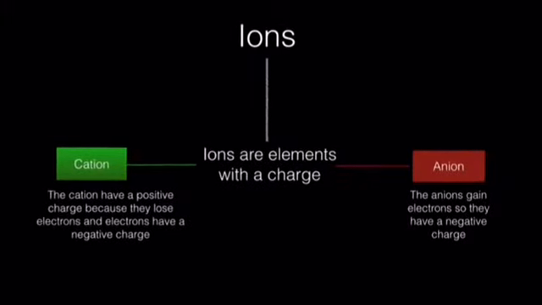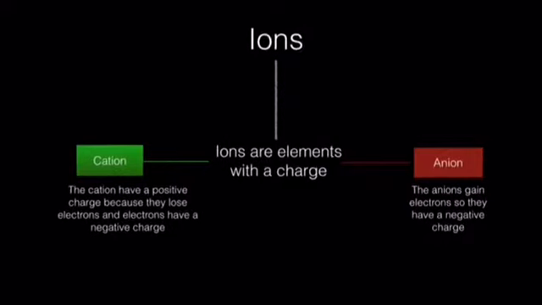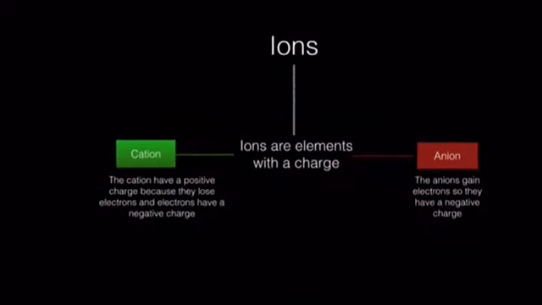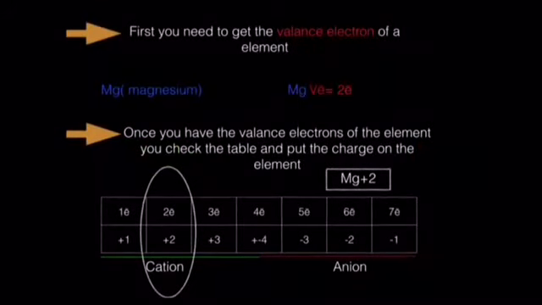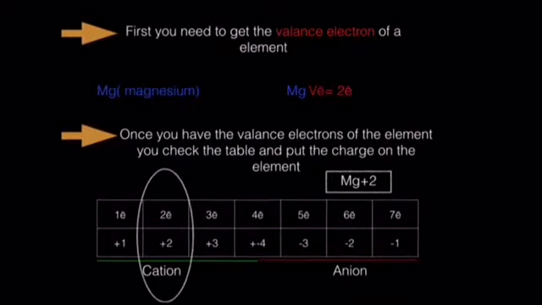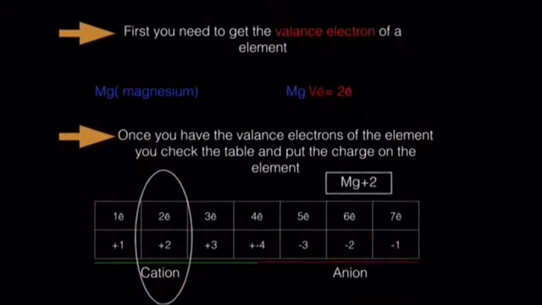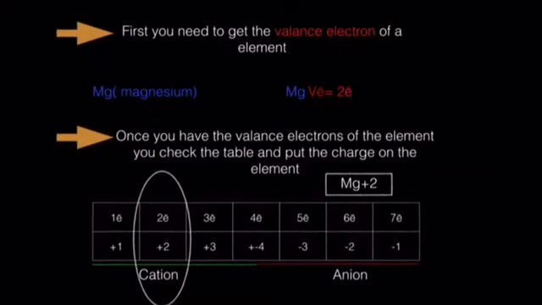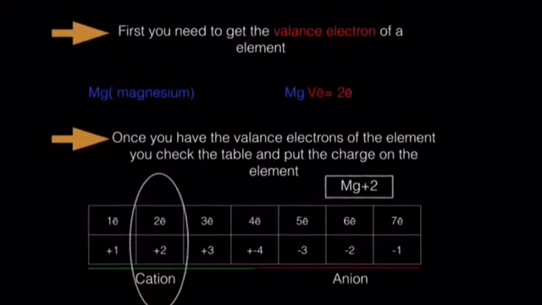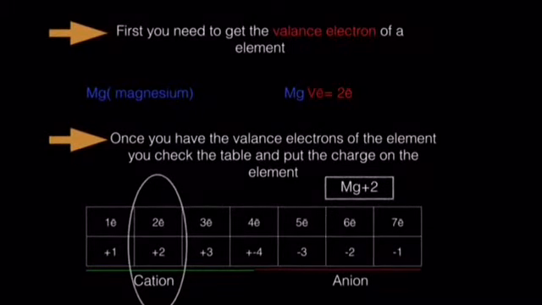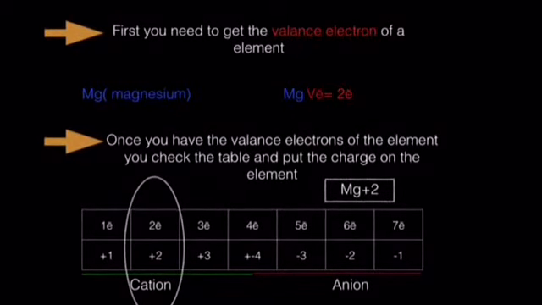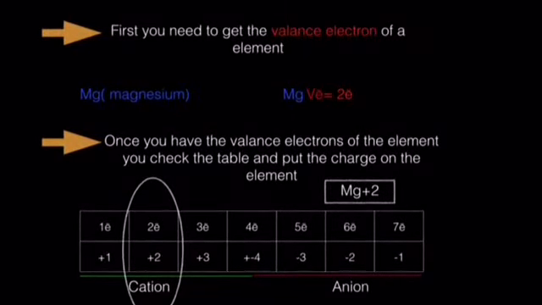Ions. Ions are elements with a charge, cation, and anion. The first step is to get the valence electron of the element, in this case magnesium, and magnesium has a valence electron of 2. Once you have the valence electron, you look at the table and search where it says 2 electrons, and you know that is plus 2. So magnesium has a charge of plus 2.